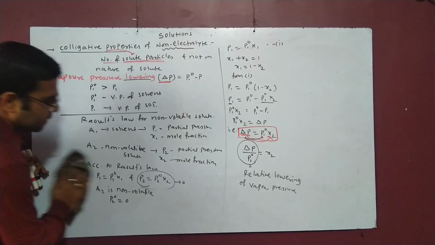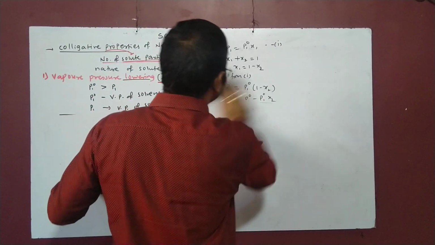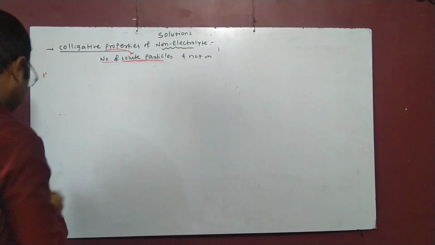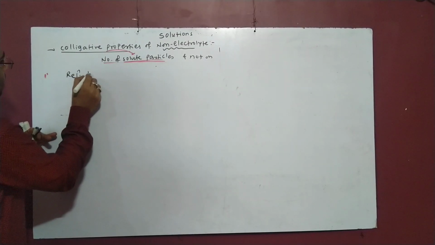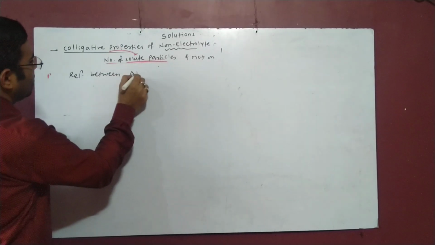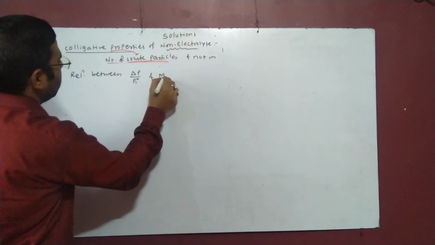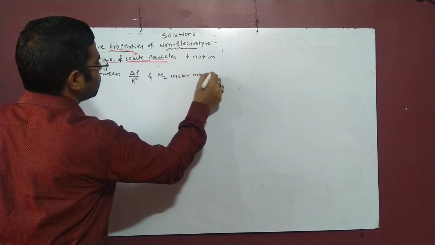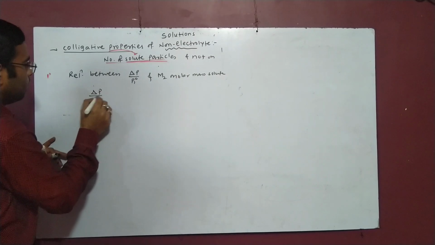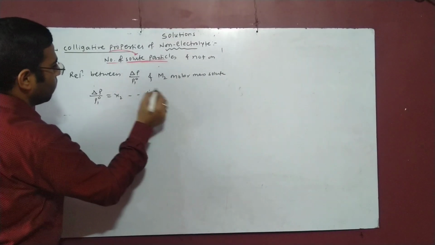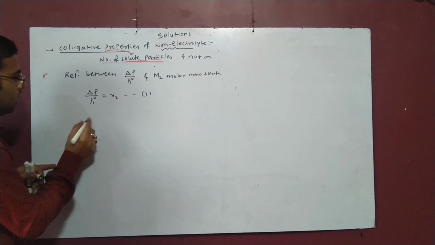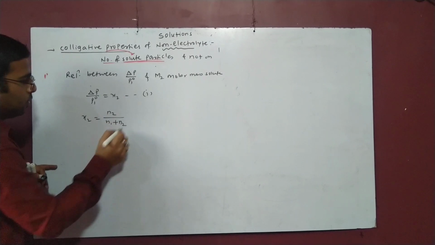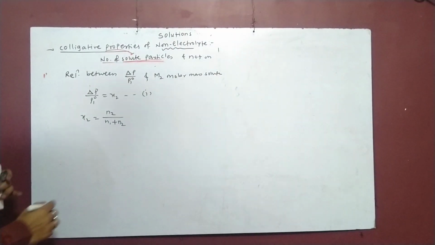I hope all of you understand this. One derivation is there from this section, the relation between delta P upon P1⁰ and M2. Here M2 is the molar mass of the solute. So here we have delta P upon P1⁰ is equal to X2 from the previous expression. Now X2 is a mole fraction, which is the ratio of N2 upon N1 plus N2, the ratio of the number of moles of solute to the total moles of the solution.